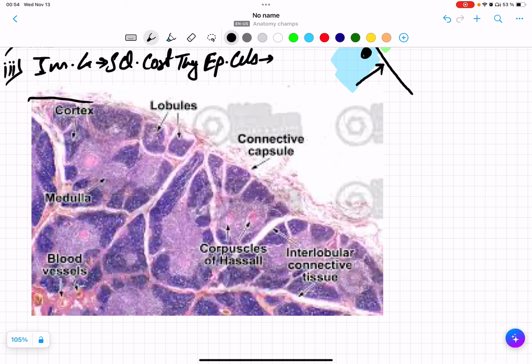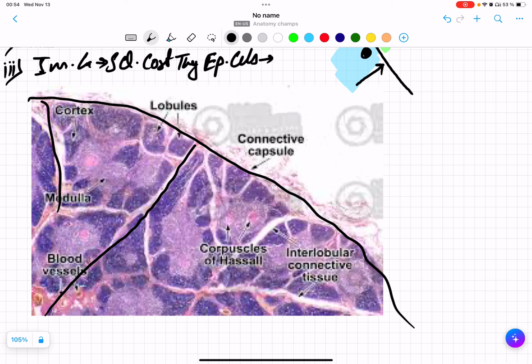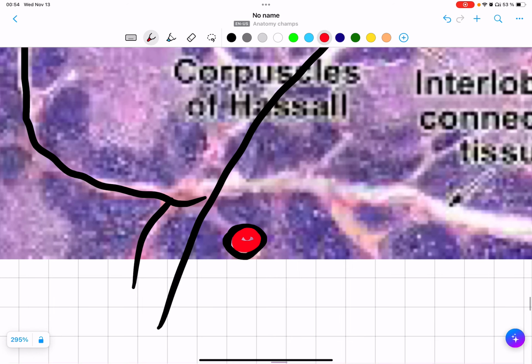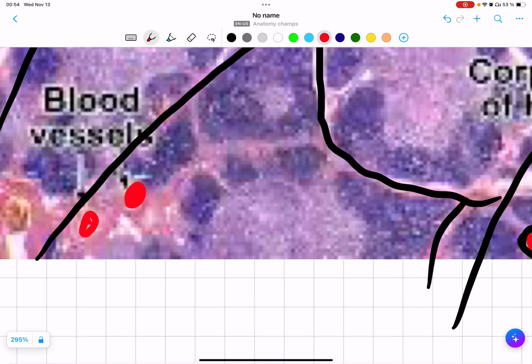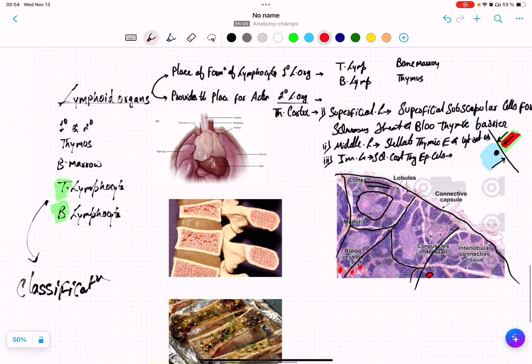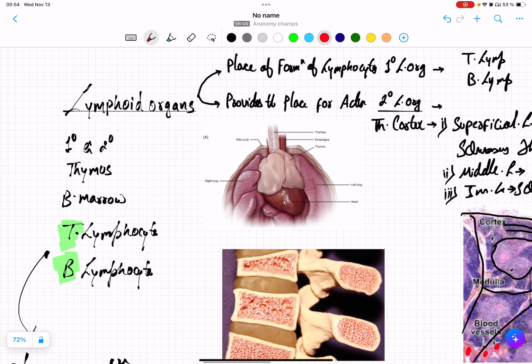This is a histological image. You can see this is the connective tissue capsule. These are the septa coming from the capsule. They are forming these lobules. Lobules have cortex here, which will have three layers, and this is your medulla. And what you can see here are your blood vessels. Let me just highlight it here. This is how you will see your thymus. So this was your thymus.